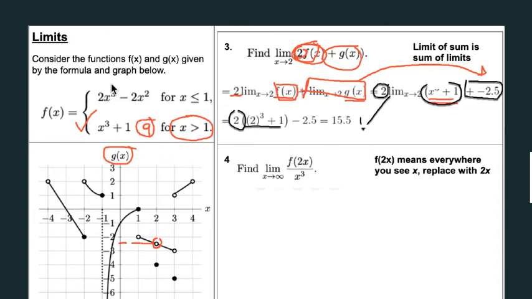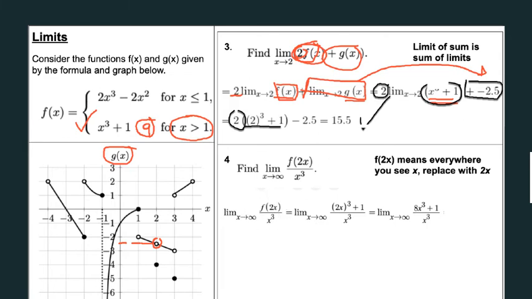But from an algebraic perspective, f is the algebraic function. So when we see f at 2x, it means everywhere you see an x, you're going to replace it with double of x. Let's figure out which equation we're going to use for f. x is approaching positive infinity. Is that greater than 1 or less than or equal to 1? It's greater than 1, so it's this function here, x cubed plus 1.